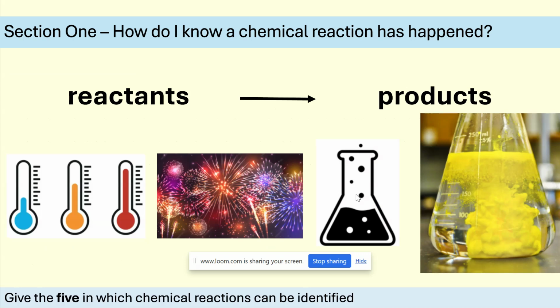A change in colour, so you can see this firework picture, or on the far right, we've got this beautiful yellow colour being produced. So changing colour is one of the ways we can find this. We can have the production of bubbles, also known as effervescence, production of a solid being known as precipitation, and we can also have sound being produced. So with fireworks, for example, we would hear that normal sound. So change in temperature, production of a gas, which is effervescence, production of a solid, which is precipitation, change in colour, and the production of a sound. Often production of a sound being because of the production of a gas.